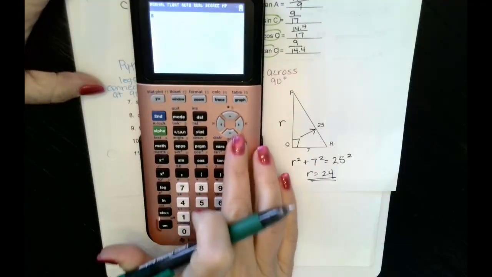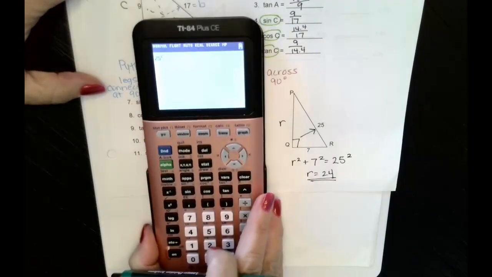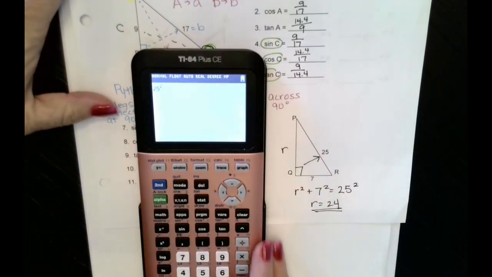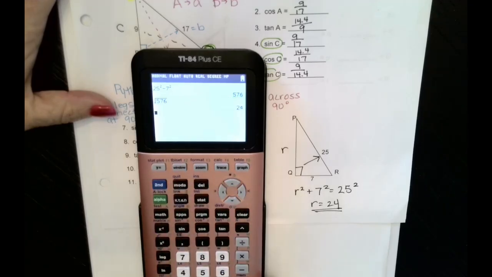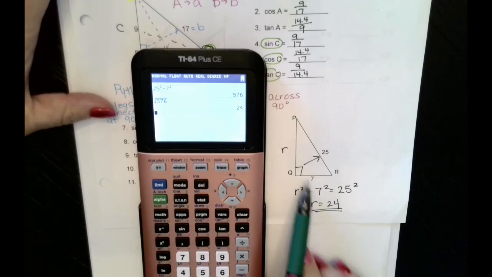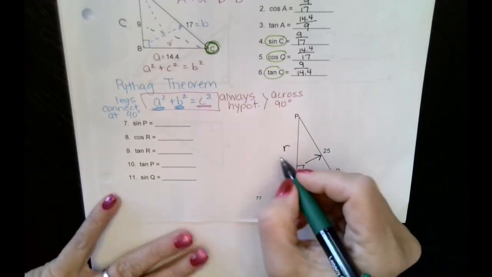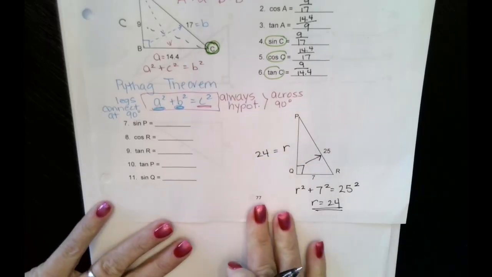What I have here, if I am going to solve this, is 25 squared minus 7 squared, and it's 576, and then I'm going to take the square root of that value. When I take the square root of that value, I get 24. So if you didn't learn these special right triangles, you can still plug it into your calculator. So we know that this value of r is 24.